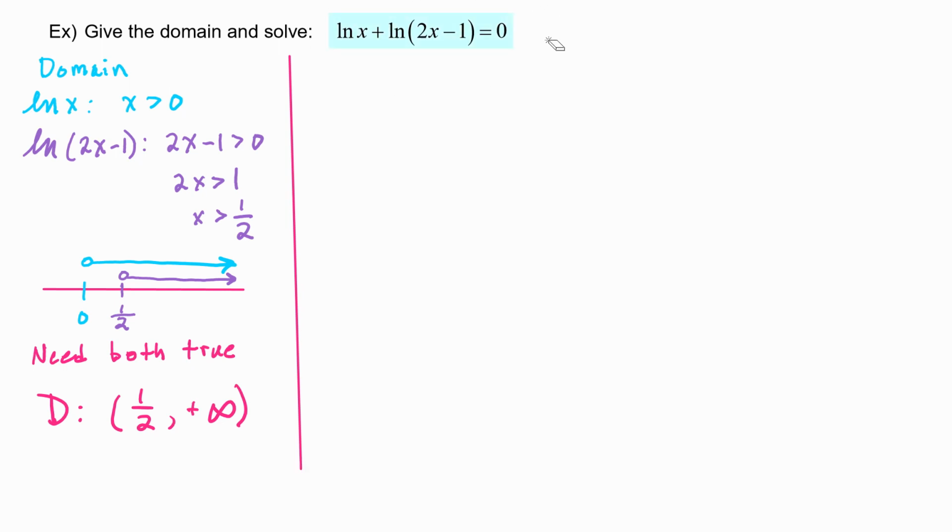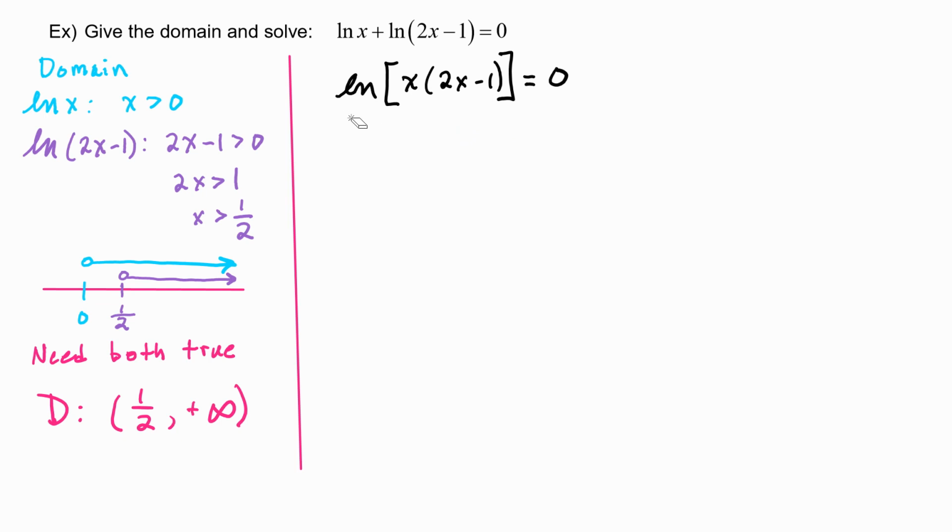Now, to solve this equation, before we can use an inverse function, we first have to get a single natural log on the left-hand side. And we know that the log of a plus the log of b is equal to the log of a times b. So the left-hand side becomes the natural log of the quantity x times 2x minus 1. And that is equal to 0.